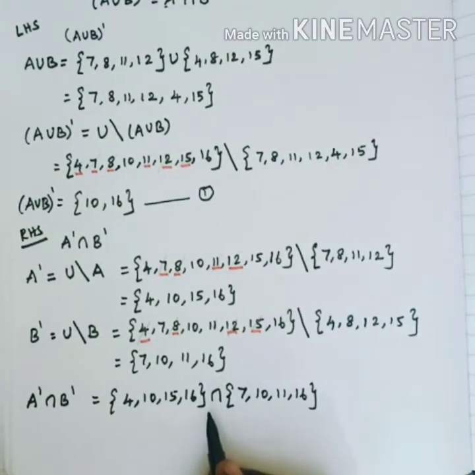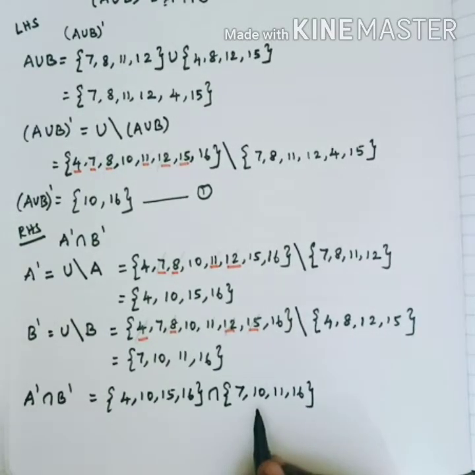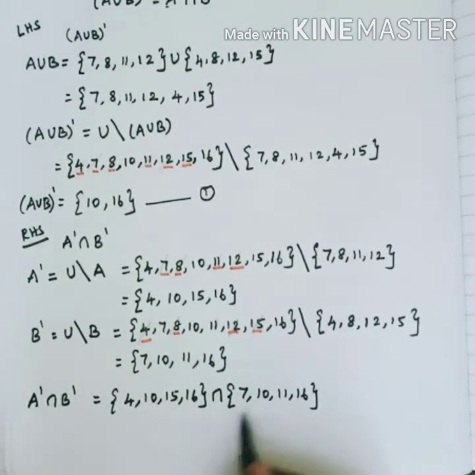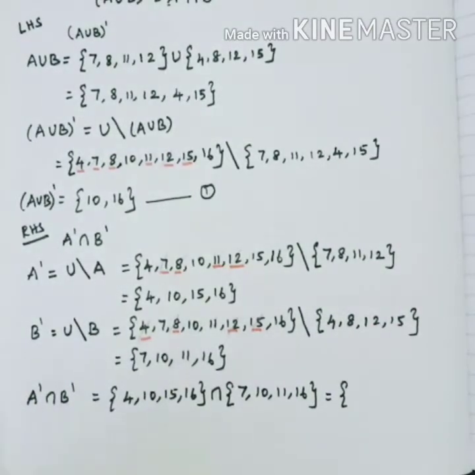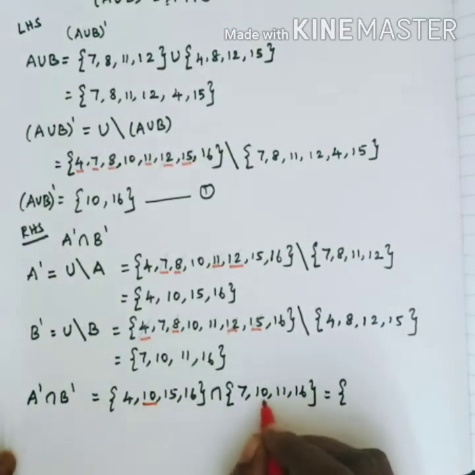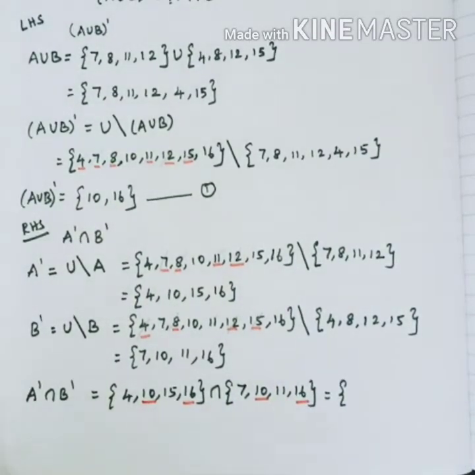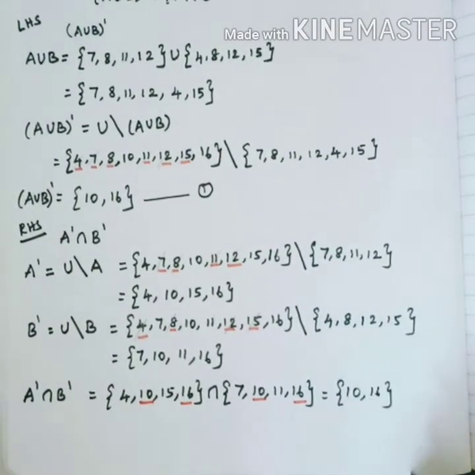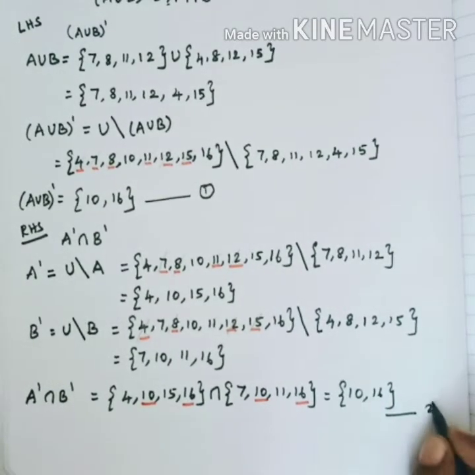Now the intersection symbol is given in between the sets, so you have to identify the common elements in both the sets. What are the common elements in both the sets? 10 is a common element in both the sets, and 16 is also a common element in both the sets. So write the common elements: 10, 16. So this is your right hand side. So this is equation number 2.